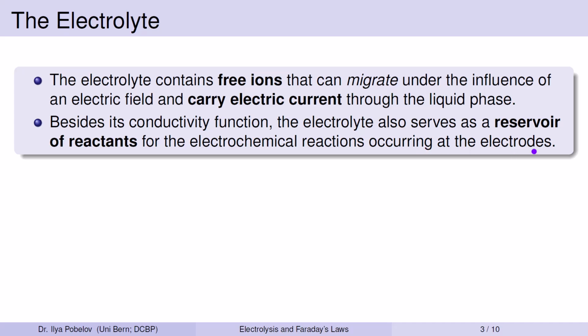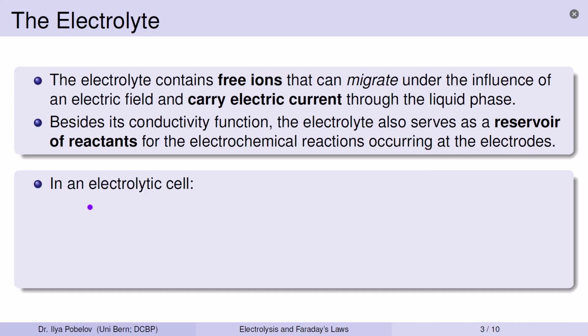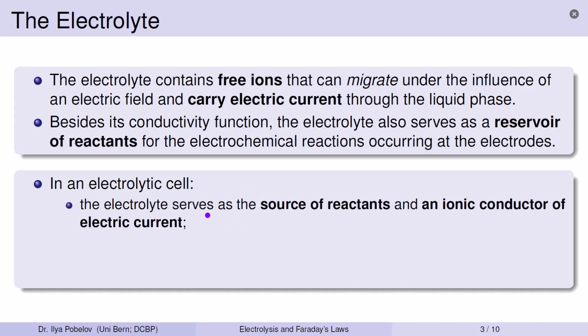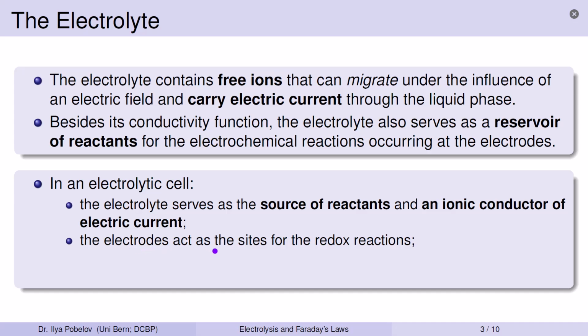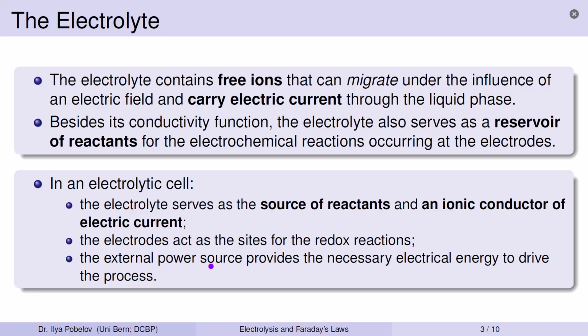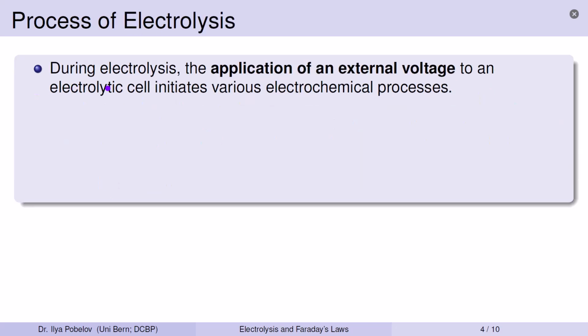occurring at the electrodes. To summarize, in an electrolytic cell, the electrolyte serves as the source of reactants and an ionic conductor of electric current. The electrodes act as the sites for the redox reactions, and the external power source provides the necessary electrical energy to drive the process. During electrolysis, the application of an external voltage to an electrolytic cell initiates various electrochemical processes.